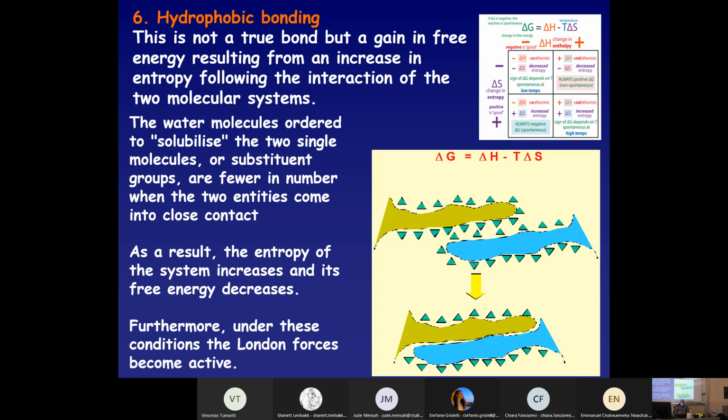Hydrophobic means that two hydrophobic species, lipophilic, interact with each other in an aqueous environment. This means that if you have a lipophilic drug with a lot of aromatic rings, and this drug tries to interact with a cluster of aromatic rings present on the surface of a protein, because we are in an aqueous environment.